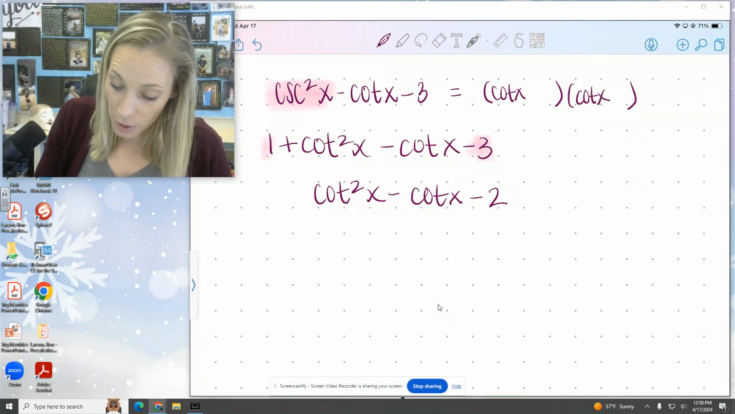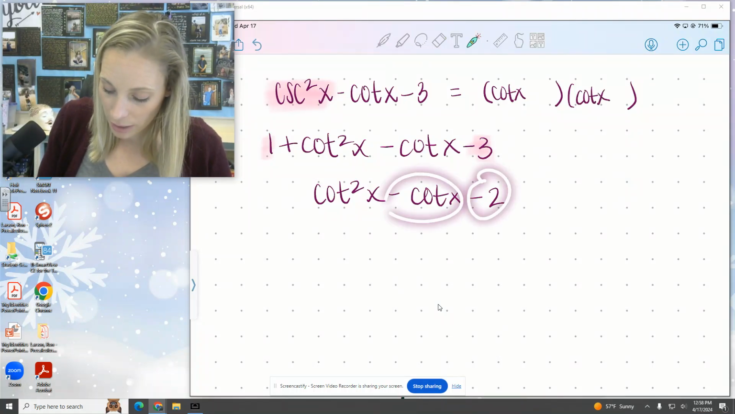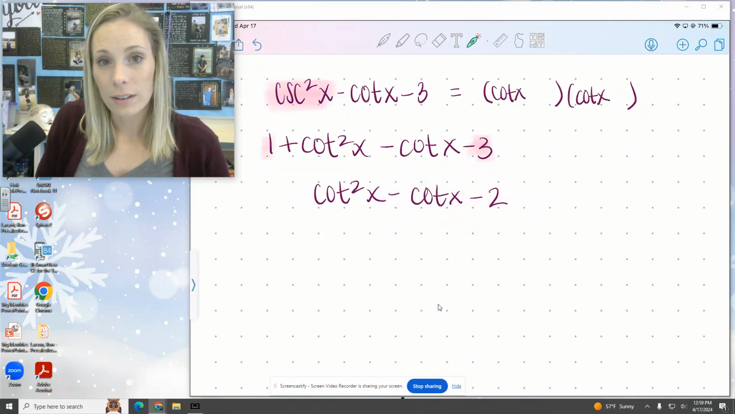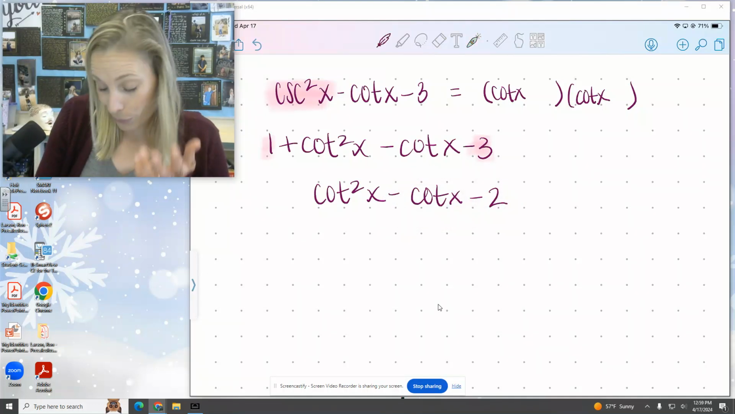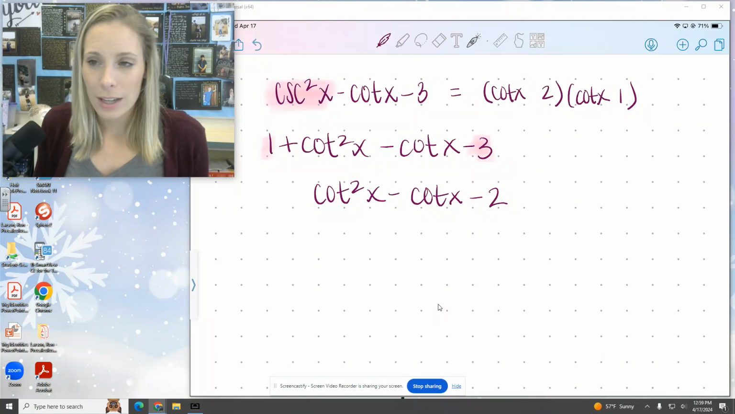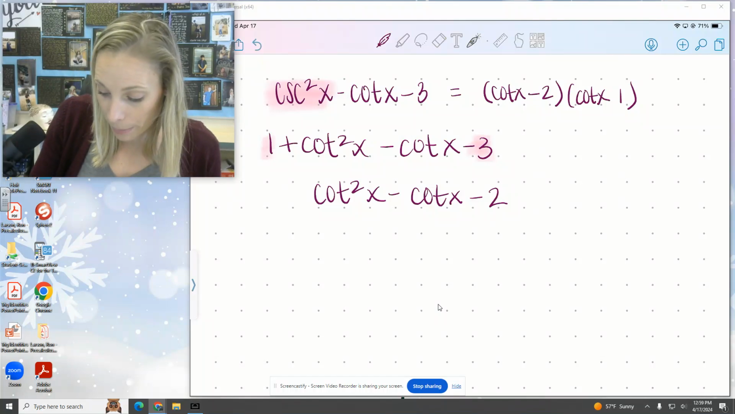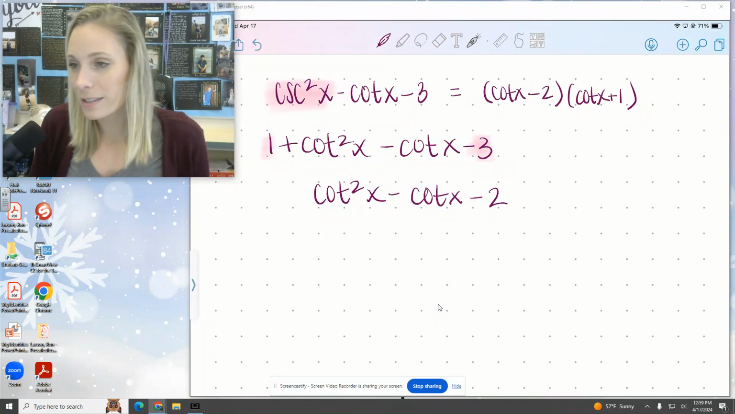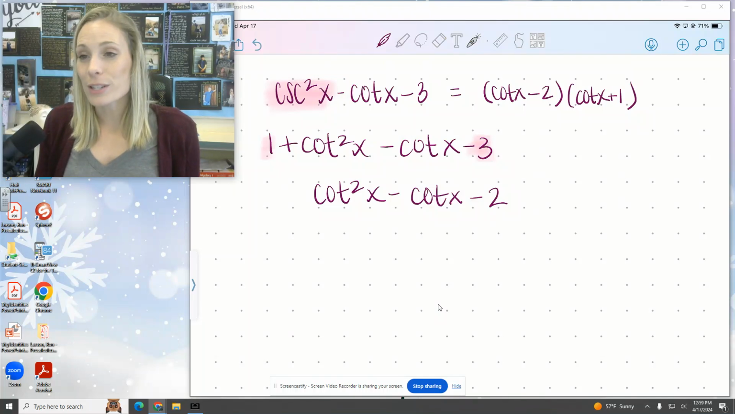Now I just need to find what two numbers multiply to negative 2 and add to negative 1. Well, I only have one option, 2 and 1. It's just which one do I want to be negative? Well, I want it to add to negative 1, so the bigger number should be negative, and that one should be positive. So when you factor this one, you get cotangent of x minus 2 times cotangent of x plus 1.